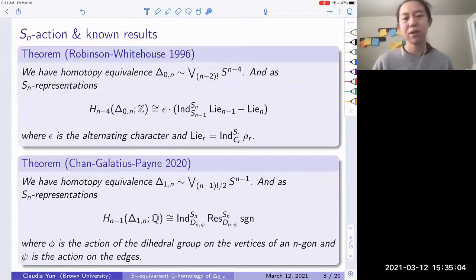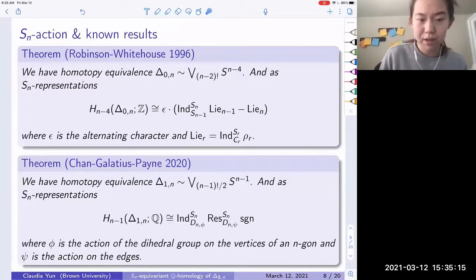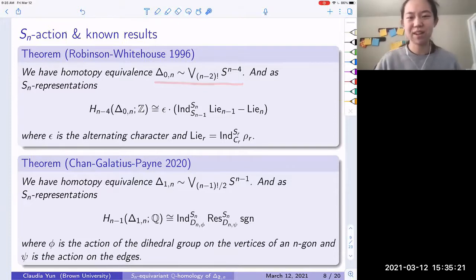And what do we already know about this setup? Well, as I mentioned at the beginning, in the 1996 paper by Robinson and Whitehouse, they computed the homotopy type of Delta_{0,n}. This result was given in Anthea's talk as well. We know that the homotopy type of these tropical trees is a wedge of spheres. And they also computed the S_n representation afforded by the top degree homology to be this particular representation of S_n.